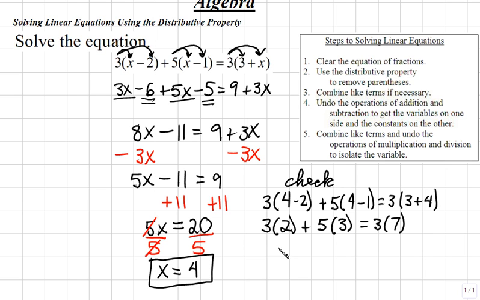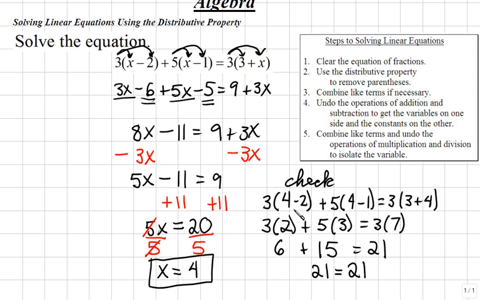Next, using order of operations, we'll multiply each pair of numbers. So 3 times 2 becomes 6, plus 5 times 3 is 15, and 3 times 7 becomes 21. And finally, 6 plus 15 does become 21, which is exactly what the right side is.